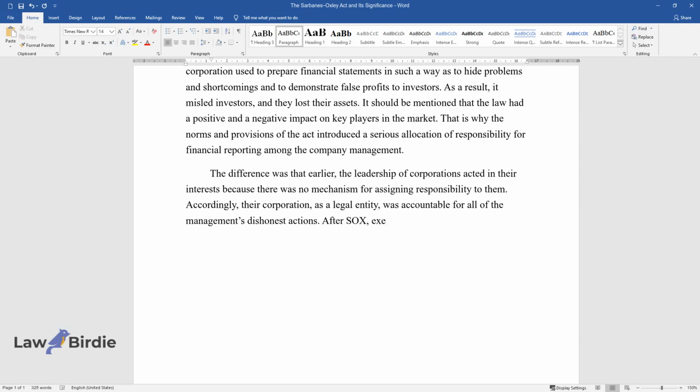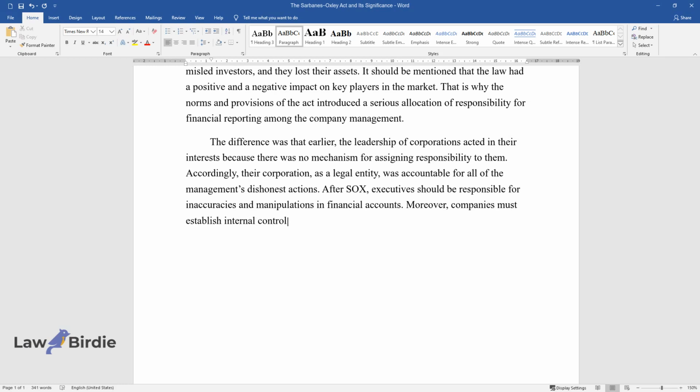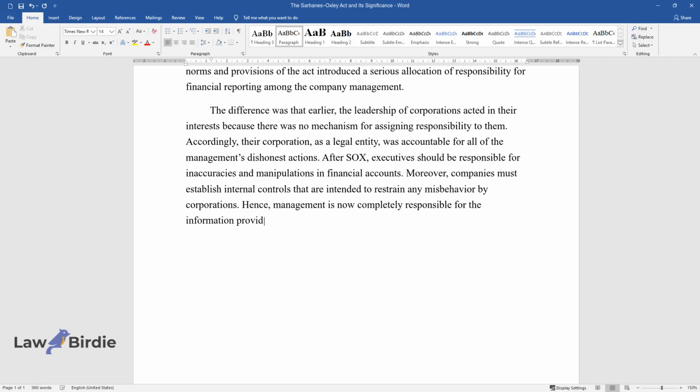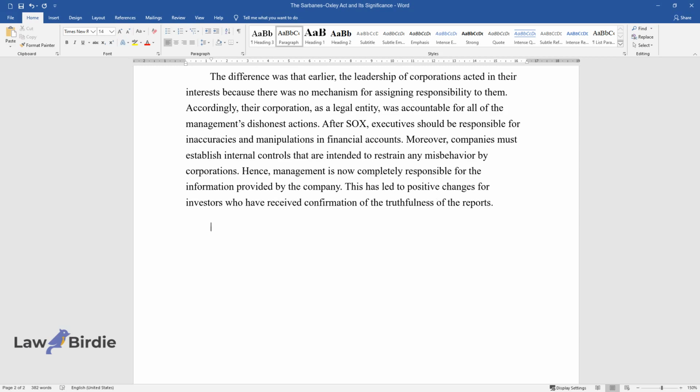After SOX, executives are responsible for inaccuracies and manipulations in financial accounts. Moreover, companies must establish internal controls that are intended to restrain any misbehavior by corporations. Hence, management is now completely responsible for the information provided by the company. This has led to positive changes for investors, who have received confirmation of the truthfulness of the reports.